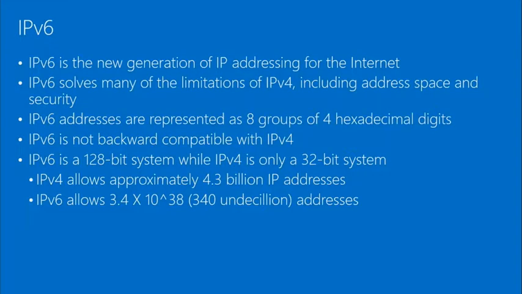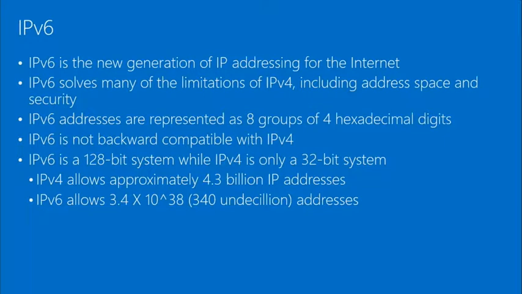So we talked about IPv4, fourth generation. Now we have IPv6, the new generation of IP addressing for the internet. It solves some of the limitations of IPv4, such as scarcity of addresses and security. They're represented by 8 groups of 4 hexadecimal digits. It's not backwards compatible with IPv4. It's a 128-bit system versus IPv4, which was a 32-bit system.